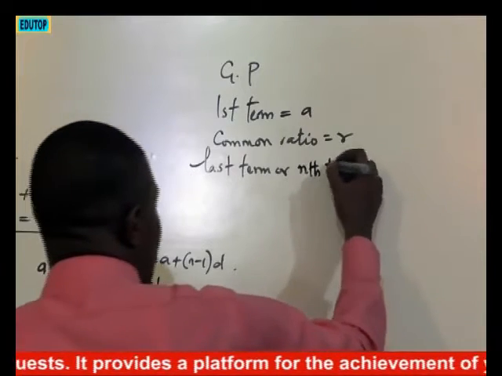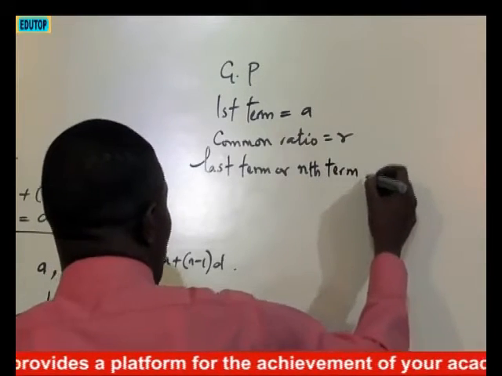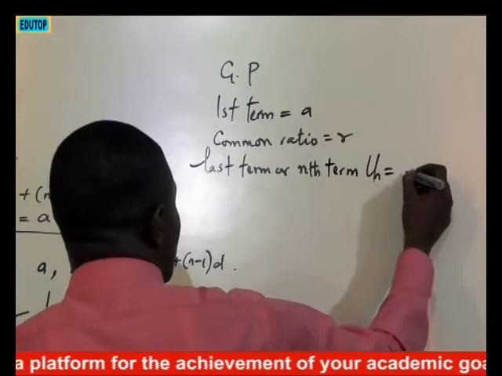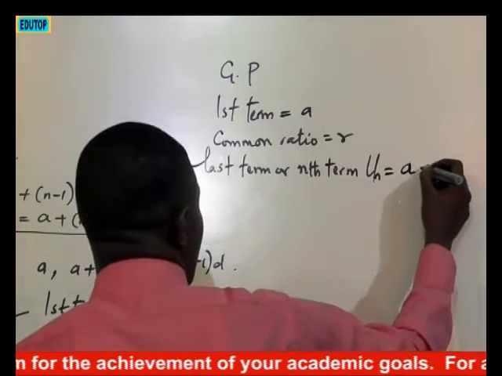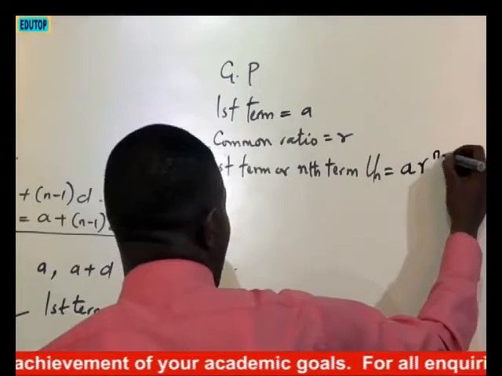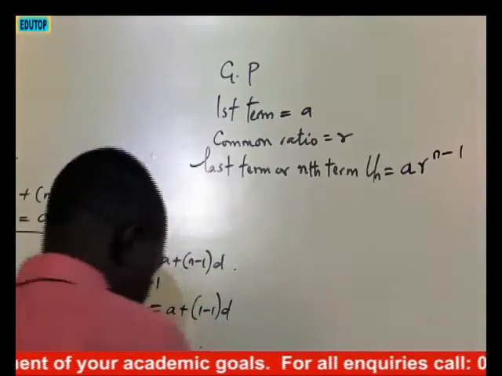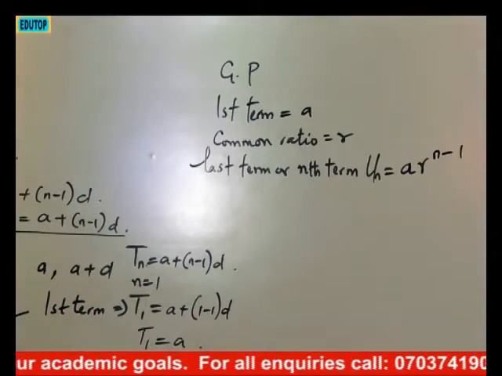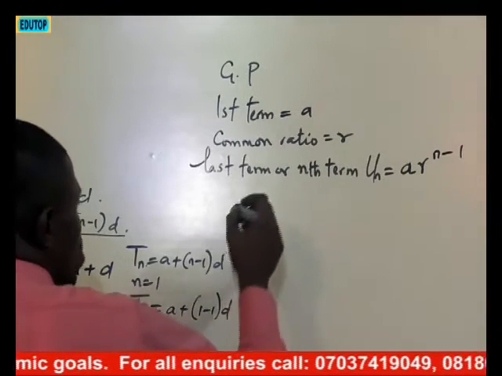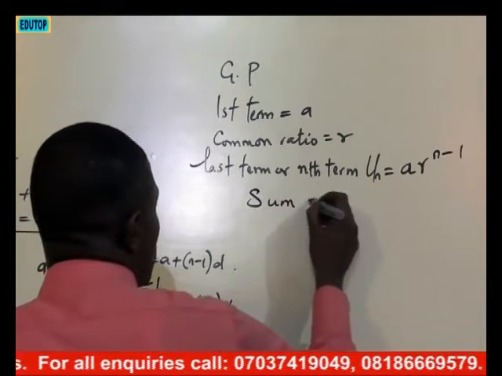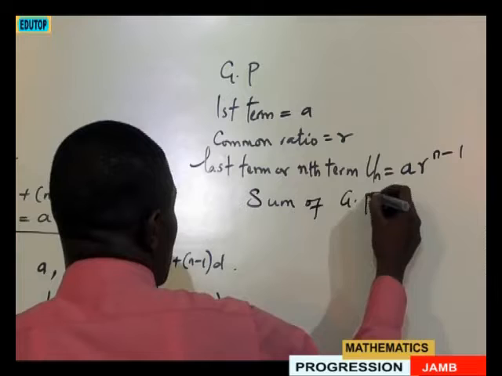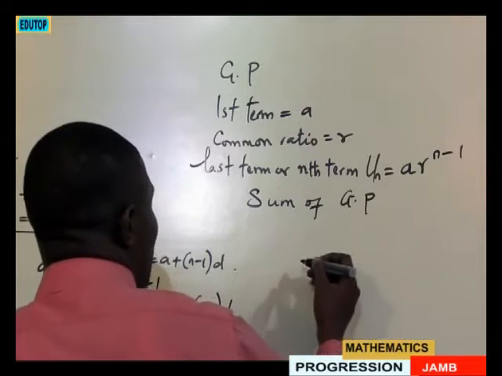The nth term, which is usually denoted by Un, is A R raised to n minus 1. That's the formula for the nth term. Then it also has the sum of a GP. So now, for the sum of a GP, we're having two sums.